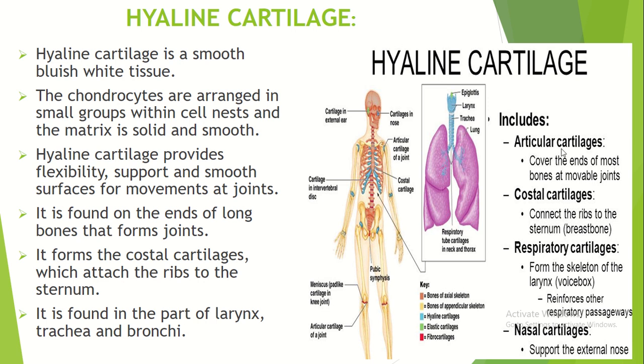It includes the articular cartilage. Articular means mainly the joints, the articulating surfaces, the places where articulation, that is movement, takes place; it covers the ends of most of the bones of the movable joints. And the costal cartilage connects the ribs and the sternum. The respiratory cartilages form the skeleton of the larynx, that is the voice box. And the nasal cartilage supports the external nose. These are the main hyaline cartilages.